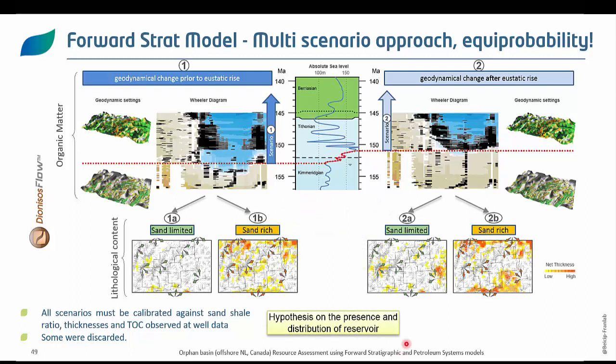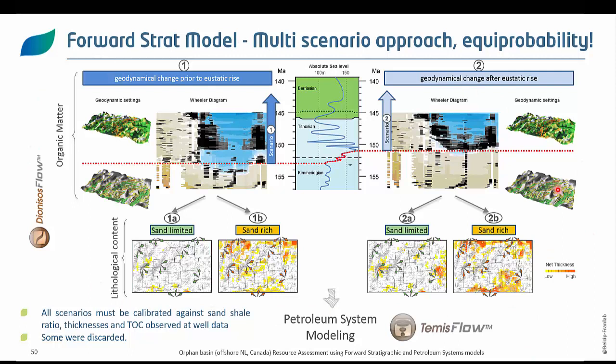The second hypothesis on uncertain parameters concerns the sediment mixture entering the basin. Is it sand-rich or sand-limited? Both hypotheses are simulated and calibrated to wells within the model, and results are showing that significant variations in sand content are observable once we move away from the wells, and especially to the north. So finally, we end up with 4 alternative scenarios, all calibrated.